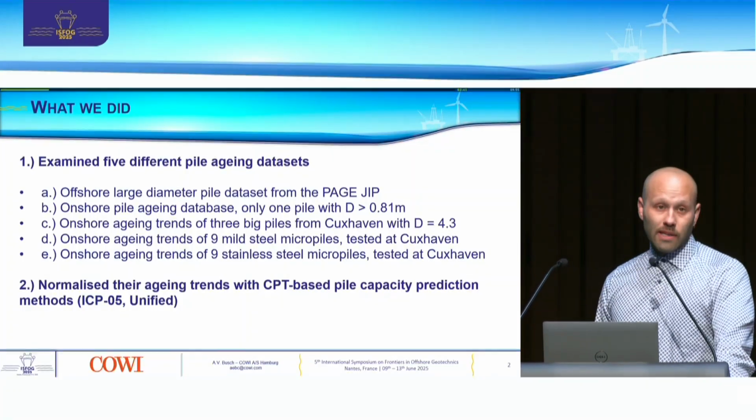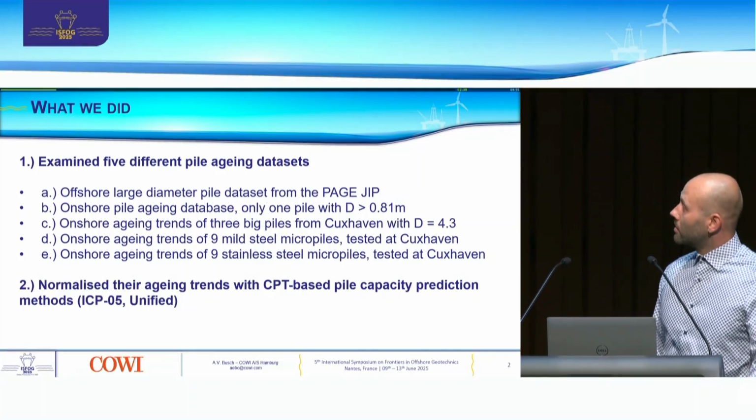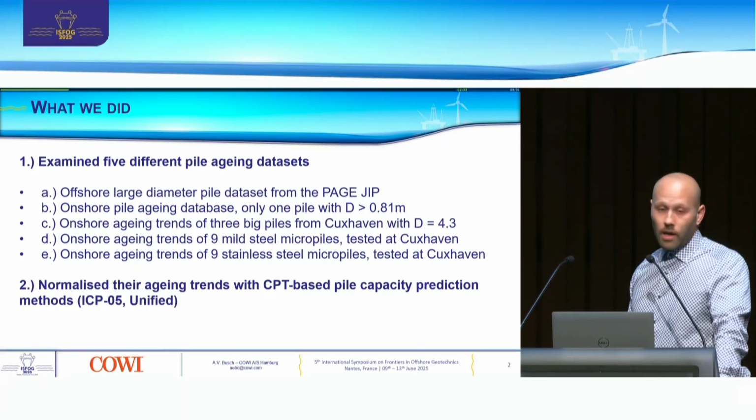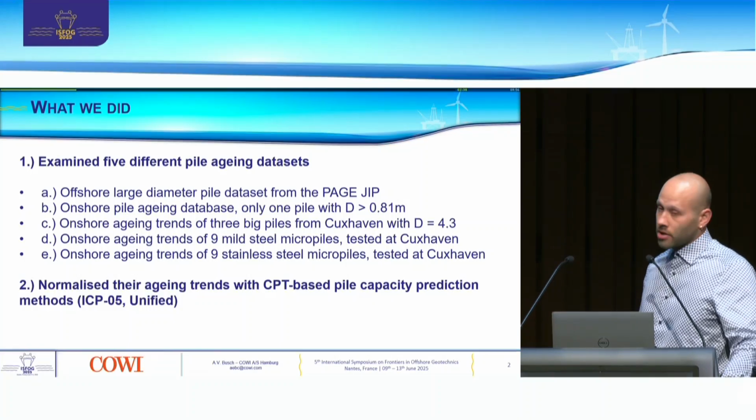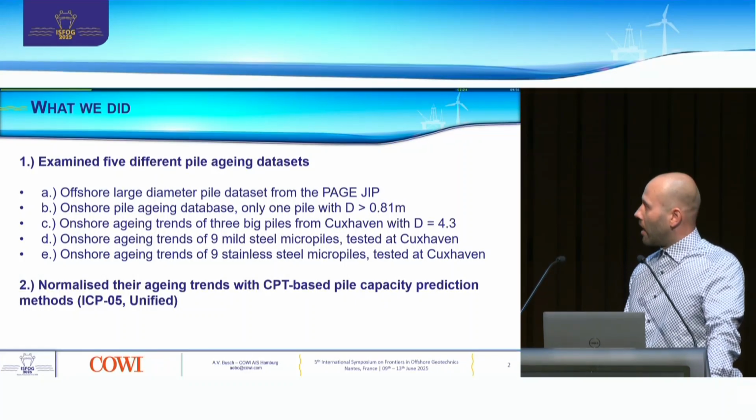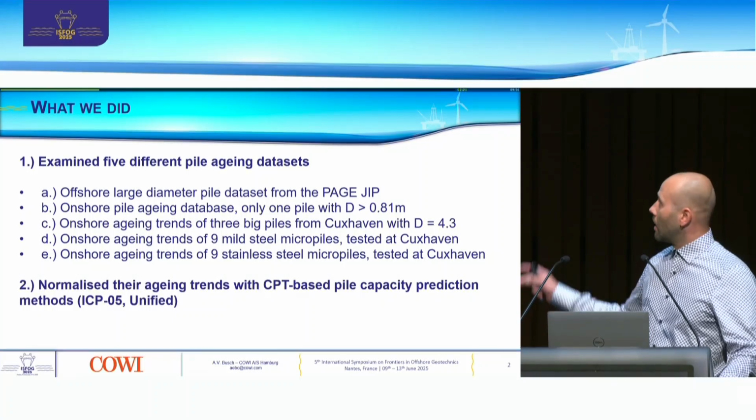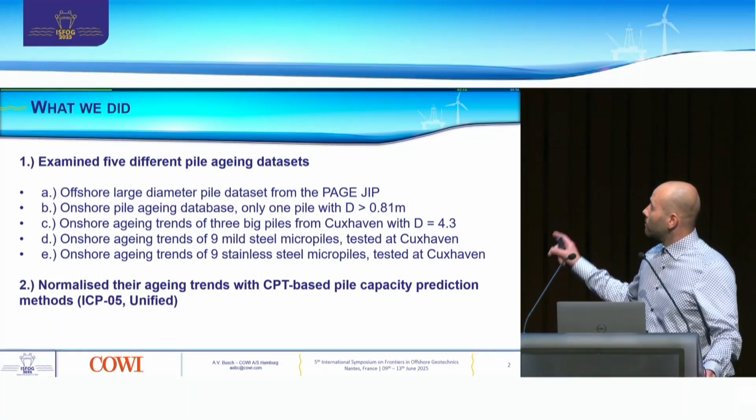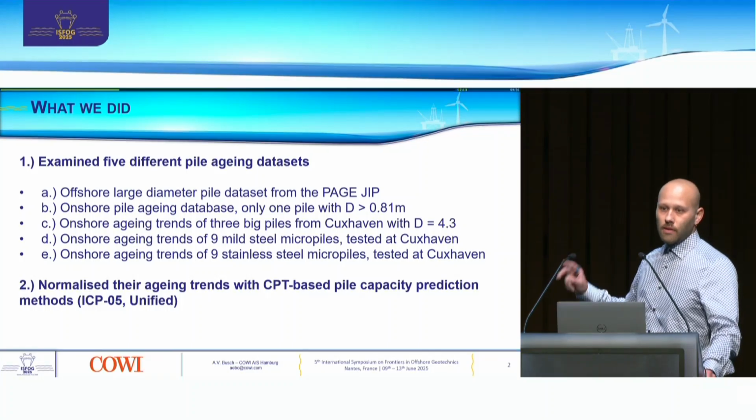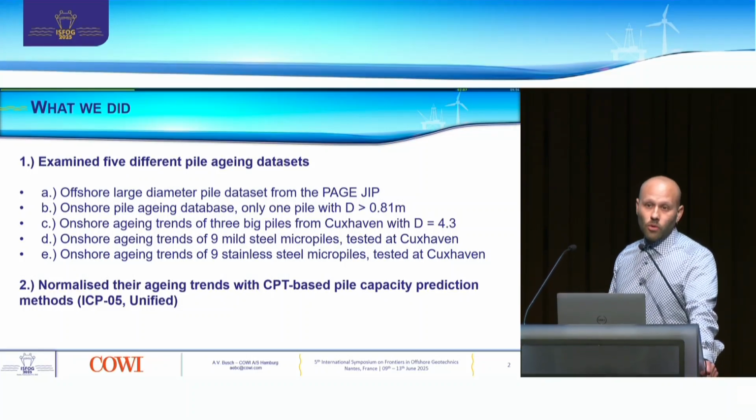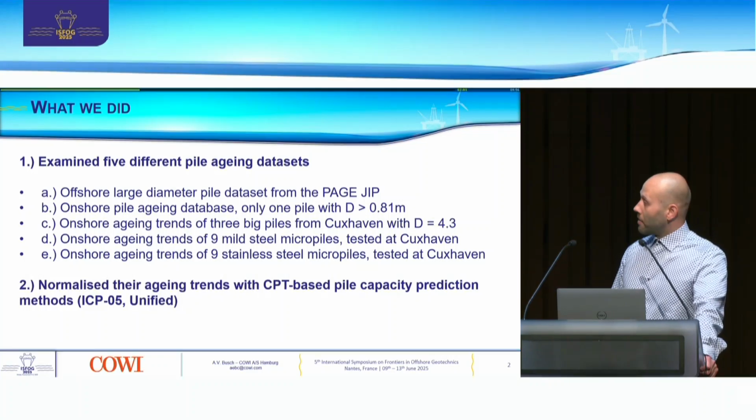What have we done? Quite easily, basically, we have used two already existing data sets for pile aging capacities. We have used the very unique offshore large diameter pile data set from the recently published PAGE project, as well as a quite common onshore pile aging database with quite smaller piles. On top of that, we have put 3 large diameter piles from Cuxhaven installed onshore, as well as a set of micropiles from my PhD thesis: 9 mild steel piles and 9 stainless steel piles. All of this was then normalized by pile capacity prediction methods to see if we can predict some trends.